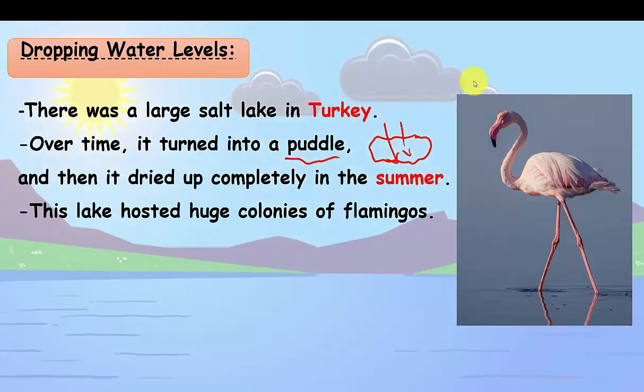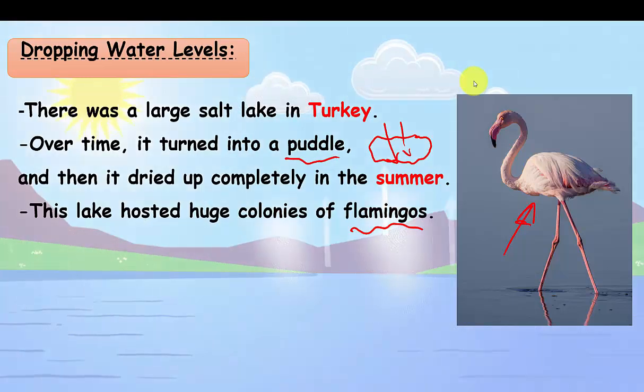Dried up means the water completely evaporates in the summer. This lake hosted huge colonies of flamingos. This animal is called a flamingo. So flamingos are collected in huge numbers in the lakes when they dried and water evaporates from them.